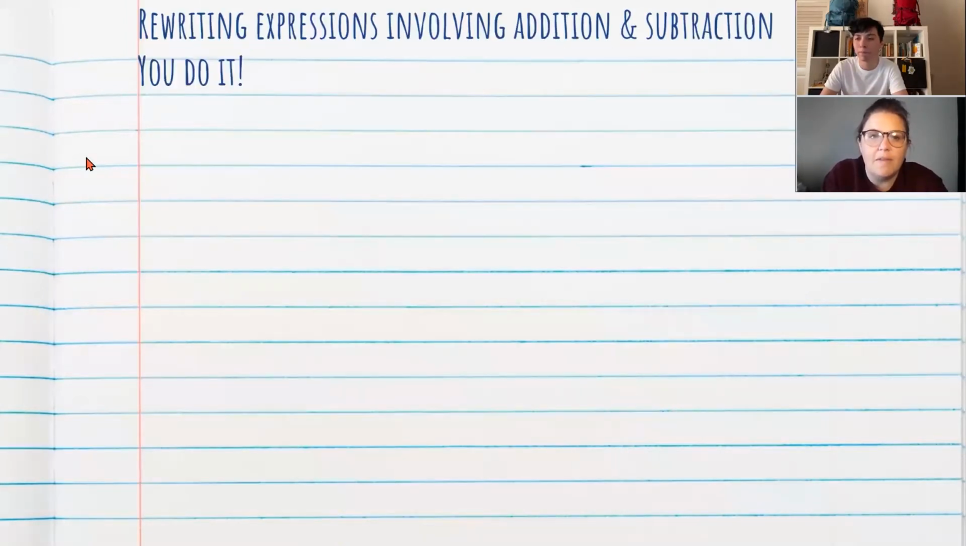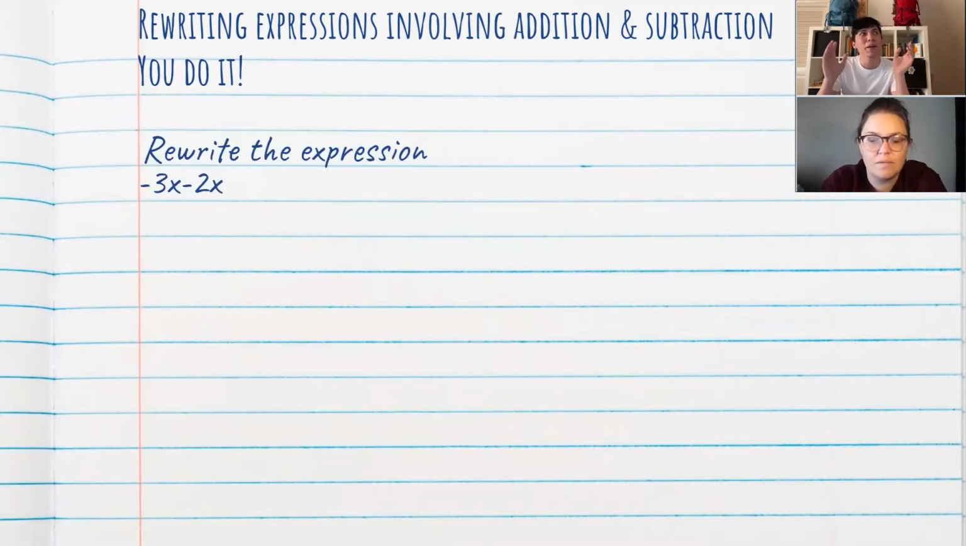Okay. On this slide, we're going to have you rewrite this expression. When we rewrite this expression, we can either simplify or we can expand it out. So if you simplified it, you would see negative 3x minus 2x is negative 5x. But if you expanded it out, you would have minus 1x minus 1x minus 1x minus 1x minus 1x.